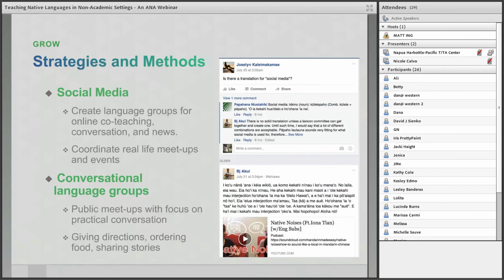Create conversational language groups, public meetups with focus on practical conversations. One of the best experiences I had was taking a group of kids to McDonald's and ordering in Hawaiian and having some of them turn to me and say, well, what is this in Hawaiian? And so we would talk about those things. And so, giving directions, ordering food, sharing stories. I mean, if you're giving directions, what is off ramp in your native language?